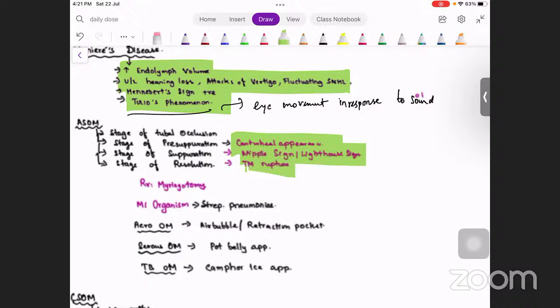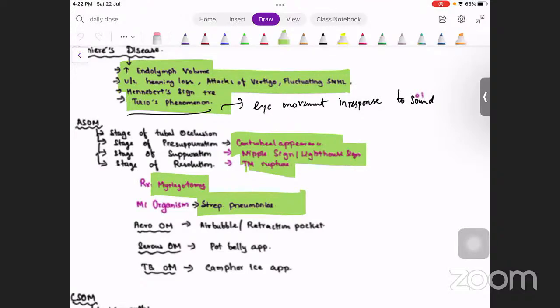The treatment of choice is myringotomy, and the most common organism is Streptococcus pneumoniae. So for ASOM, what are the things you have to remember? One is the 4 stages: tubal occlusion, presuppuration, suppuration, and resolution. Presuppuration, cartwheel appearance; suppuration, nipple sign or lighthouse sign; resolution, tympanic membrane rupture. Treatment is myringotomy, and the most common organism is Streptococcus pneumoniae.